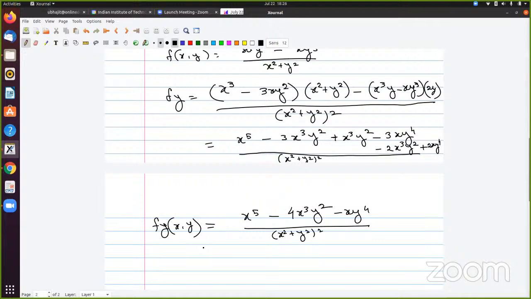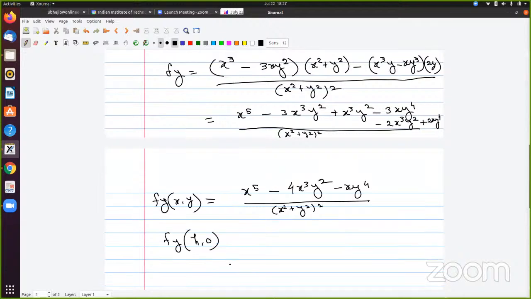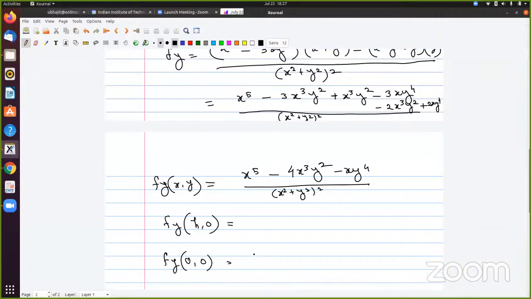Okay, sir. So we need two things. One is fy h comma 0, another is fy 0 comma 0. These two things we need. So this is where x and y are both non-zero, not origin. So we can just substitute h here. So h power 5, all this term will be 0, and this is, I think, h power 4. So this is h.